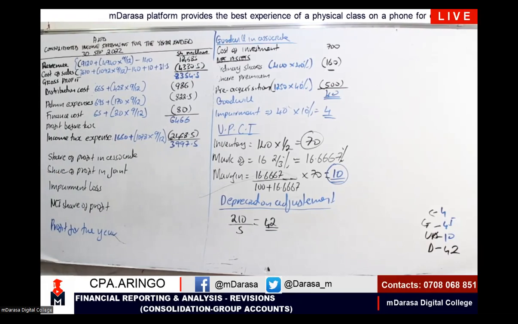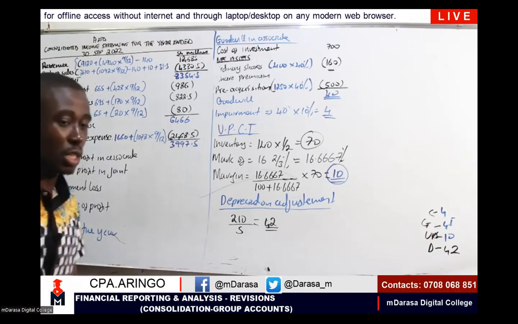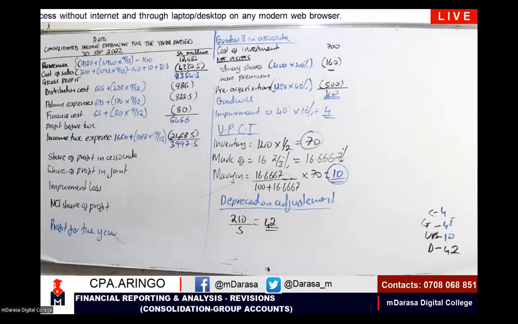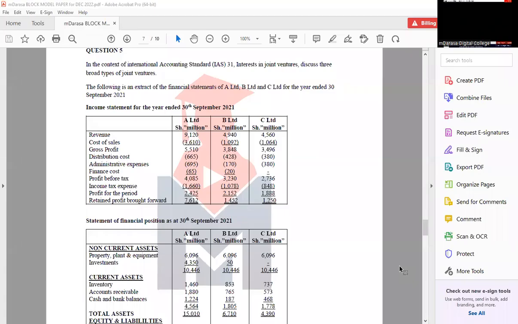Okay? So, after that, we need to identify our profit in associate. Share of profit in associate, because clearly we saw that we had an associate in this question. We had an associate, a figure of how much? Recall, just check it out from our income statement. Our associate profit for the period, we had 1888.